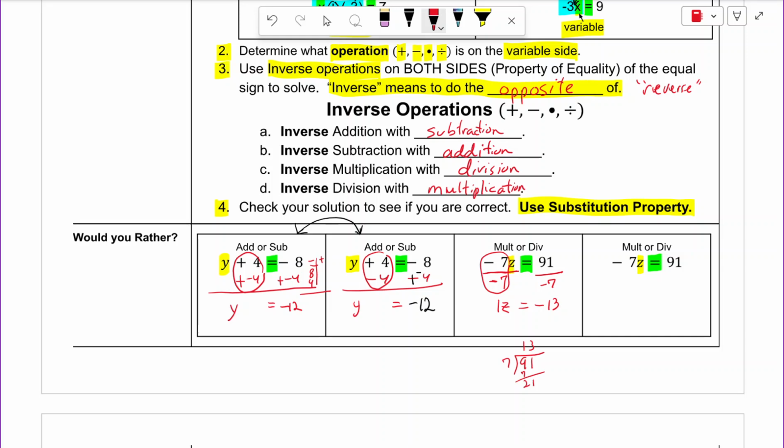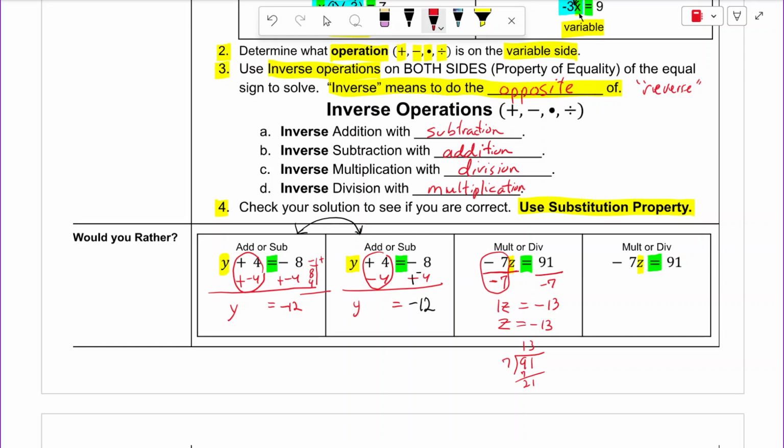Now it doesn't look done because we have a coefficient of 1 in front of z, but we know that 1 times z, or 1 times anything, is itself. So z will not be changed by multiplying by 1, so z is negative 13.